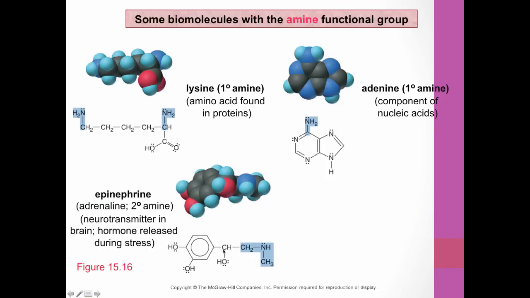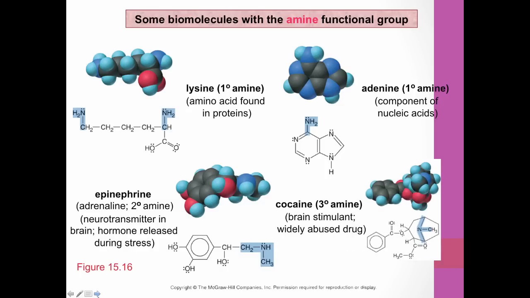Epinephrine is a hormone. So it's a neurotransmitter in the brain and a hormone. It's also known as adrenaline. So this is the drug that's released in a time of stress. And you can see here, here's my amine group in epinephrine. It actually has one of its hydrogens removed and substituted with another carbon.